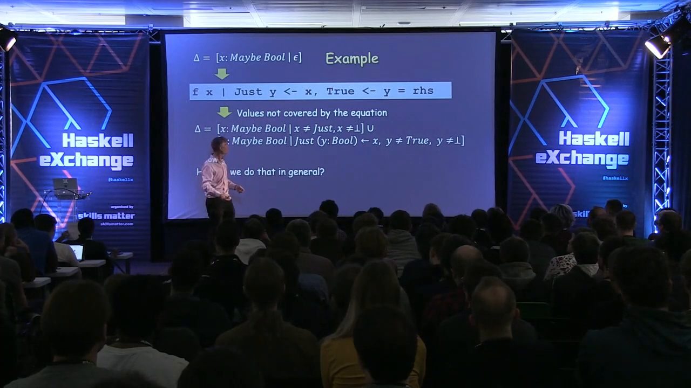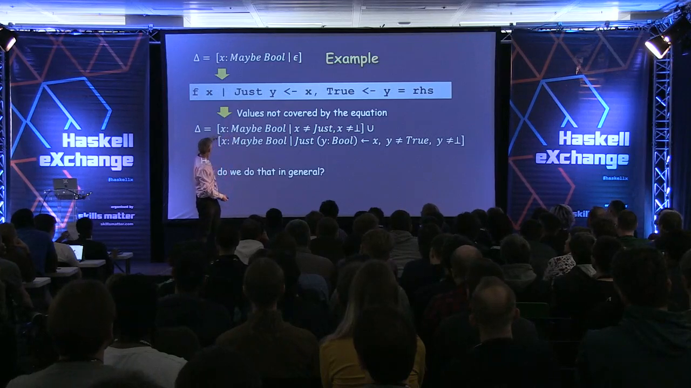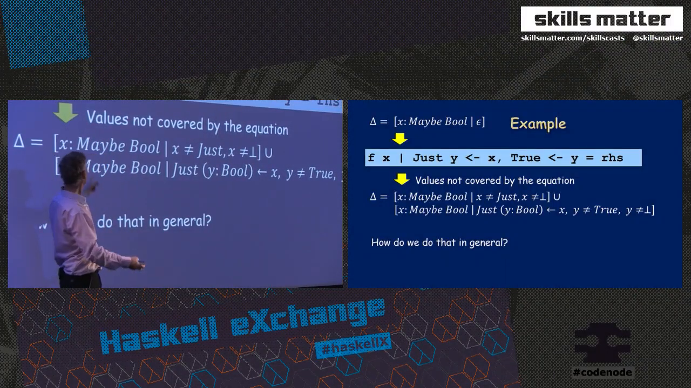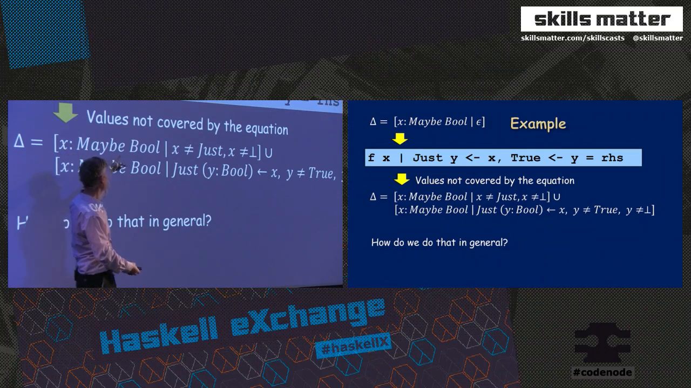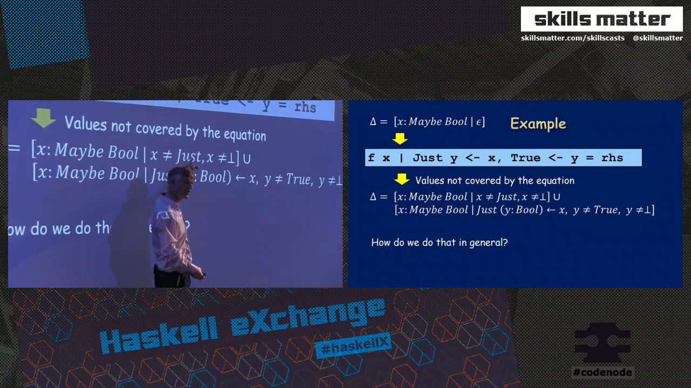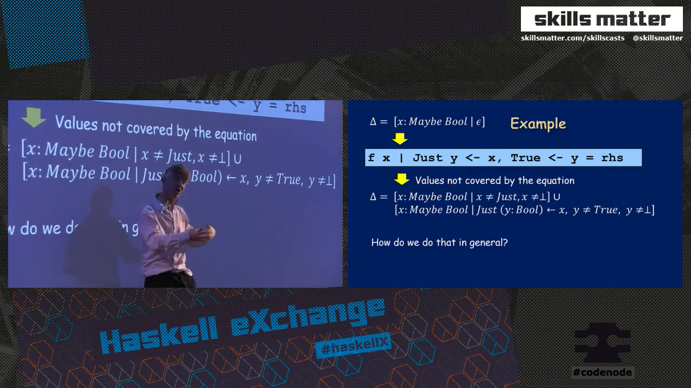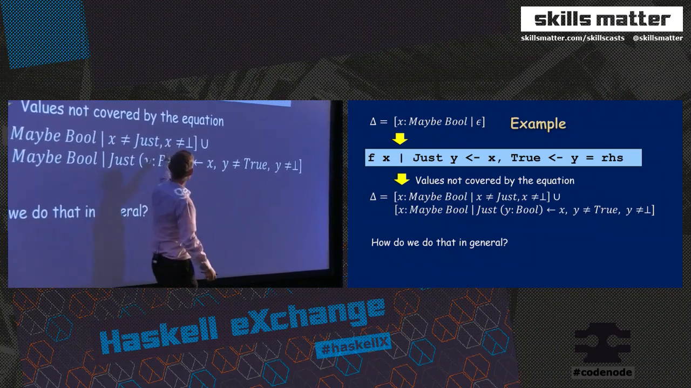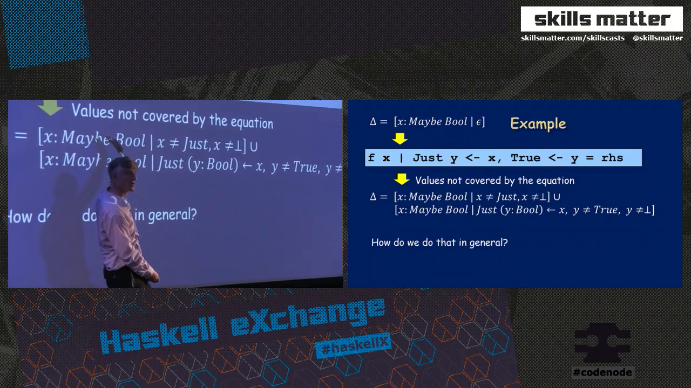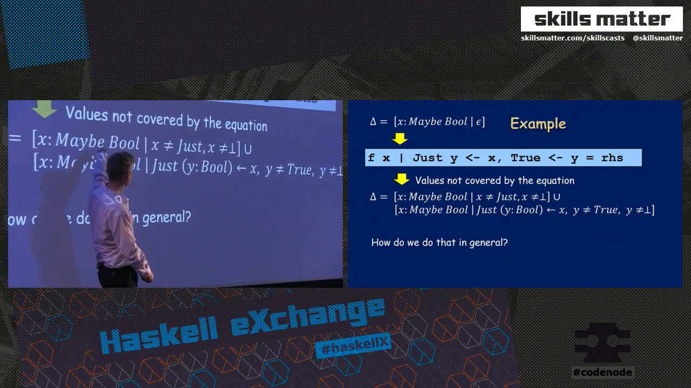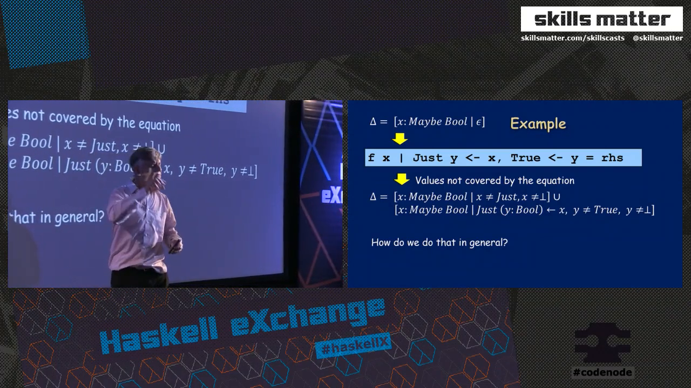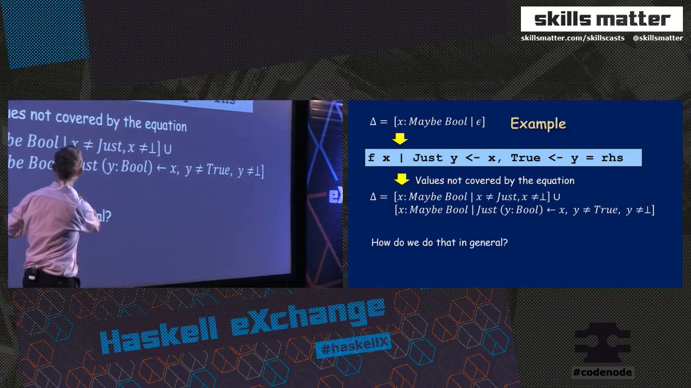That's a possibility. So one possible set of values that could pop out the bottom, not matched, is the set of all x's of type maybe bool, where x is not just. I could say x is not just underscore, but I just mean x is not built with just. And x is not bottom, because if x was bottom, then this would diverge, and so it wouldn't fall out into the uncovered set, right? So this top line represents the values that fail to match the first of these guards, the just.